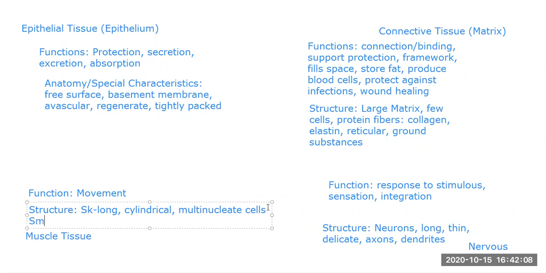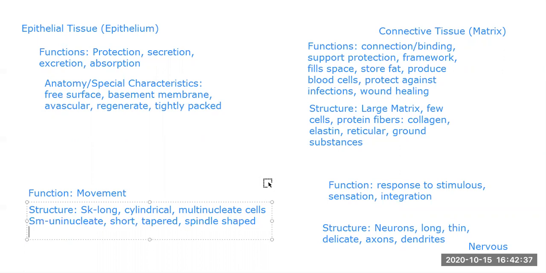The next one, let's go with smooth muscle. These are uninucleate. We only have one nucleus in the cell, and they're short cells and tapered, and so we call them spindle shaped. Like if you've ever seen Sleeping Beauty, she pricked her finger on a spindle. The end of the spindle is similar to the shape of a smooth muscle cell.